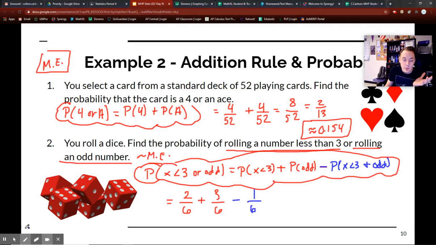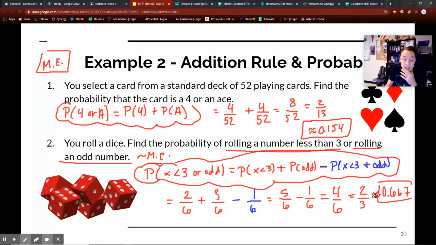Okay? And so then we can simplify this. This is going to be 5 out of 6 minus 1 out of 6. This equals 4 out of 6, which equals 2 out of 3. And so this actually equals 0.667. That is my answer. Okay? Sweet.